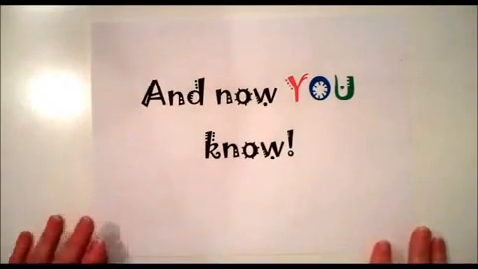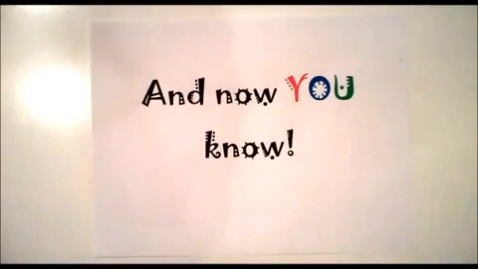And now you know how traits are passed from purebred parents to their offspring using classical genetics. Tune into part 2 to find out how traits are passed to offspring from different combinations of parents.